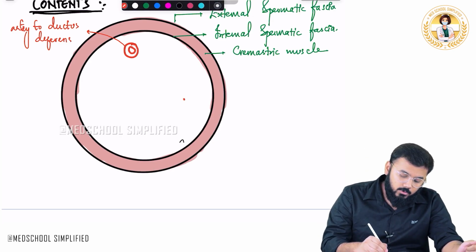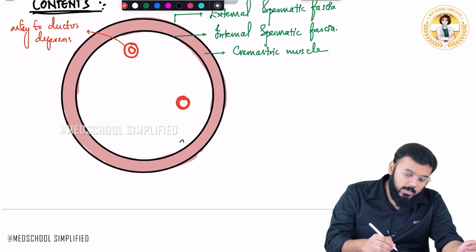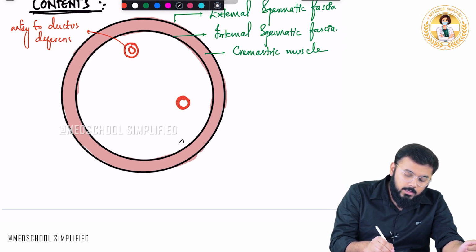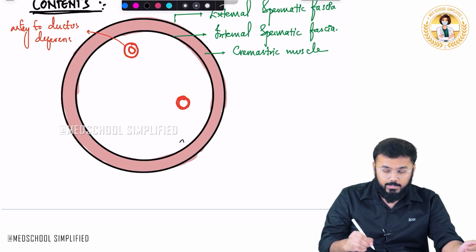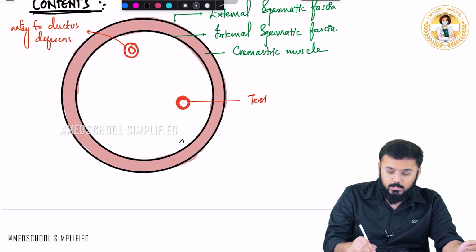Now after that, you have one more artery over here. What is the name of this artery? The name of this artery would be the testicular artery. So this is your testicular artery.